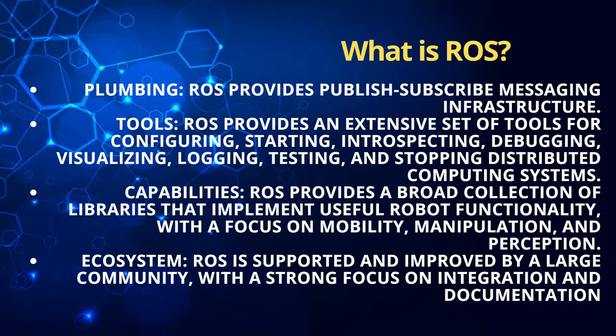Capabilities. ROS provides a broad collection of libraries that implement useful robot functionality with a focus on mobility, manipulation, and precision. One example is pathfinding robots. Pathfinding is very useful in the case of self-driving robots. You may have heard of Dijkstra's algorithm, which is used for finding the shortest path between nodes. It is mostly used in networking, where the shortest path is found using this algorithm. The same idea can be used for self-driving navigation.